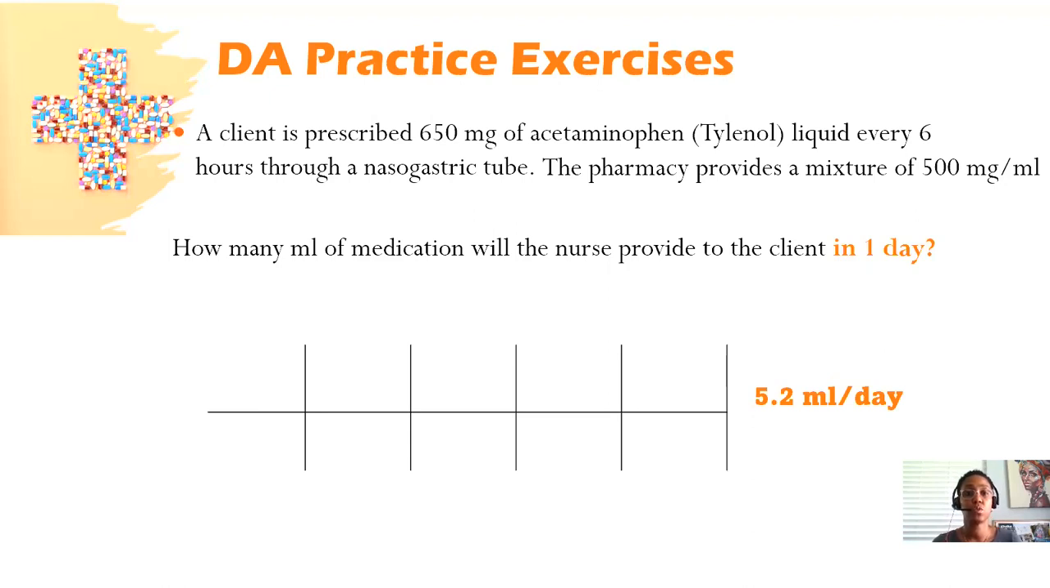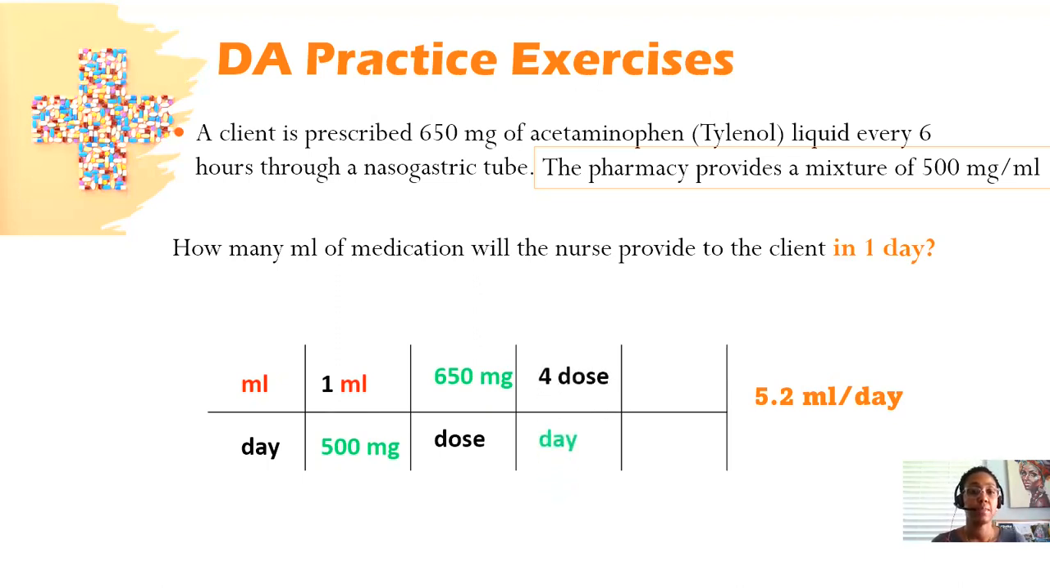How many mLs of medication will the nurse provide the client in a day, in the whole day? So it's mLs per day. That's going to be our first step. Next step is we have 1 ml, 500 milligrams. That's our availability. Second step, 650 milligrams over dose. And then we have 4 doses per day.